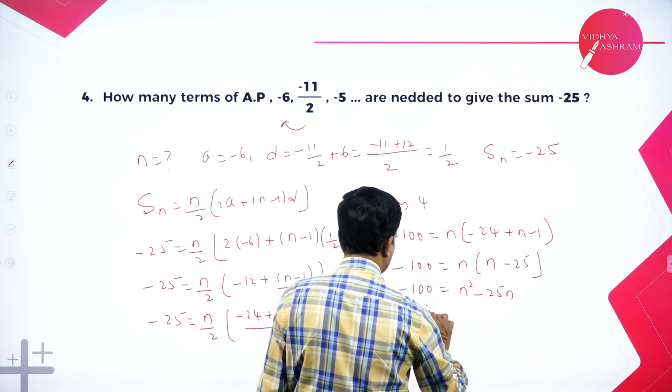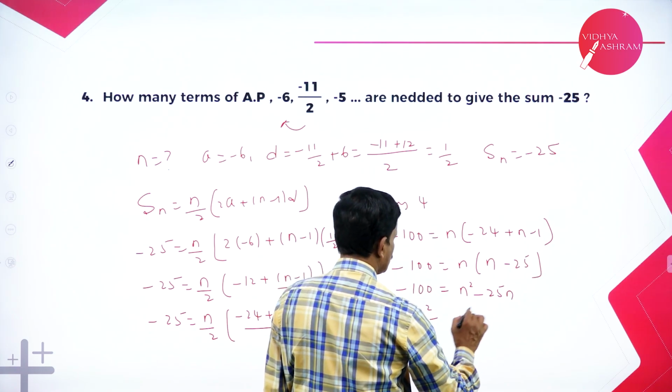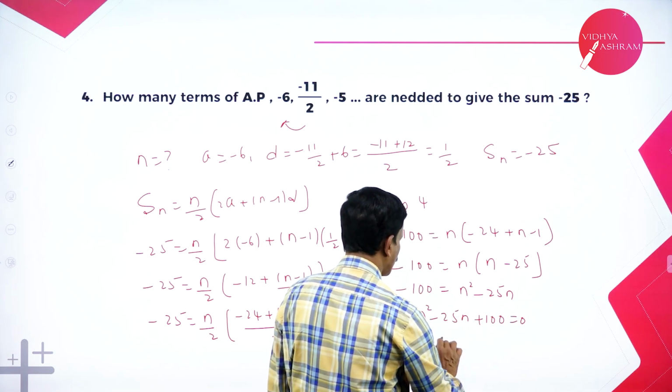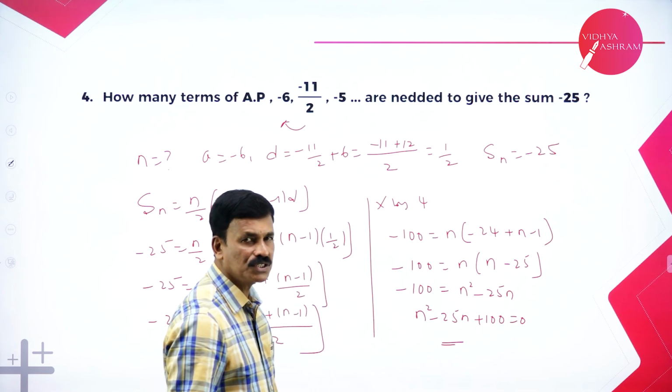Transfer the minus 100 to the right hand side. n squared minus 25n plus 100 is equal to 0. You got a quadratic equation. Solve this quadratic equation, you will get n.